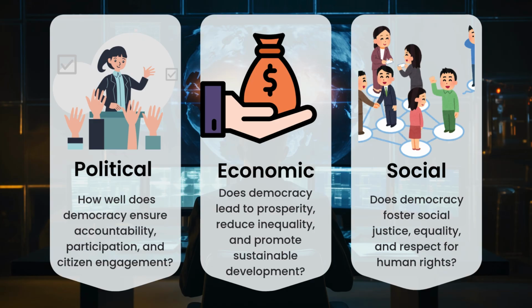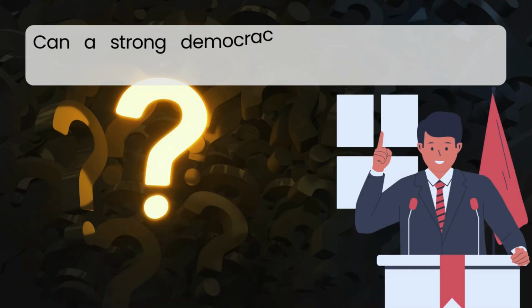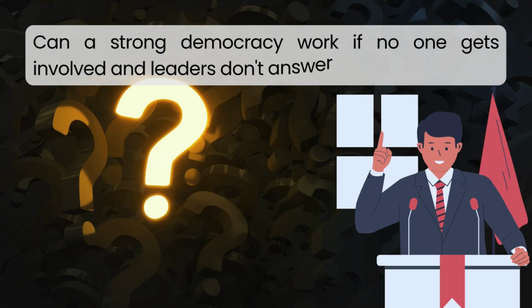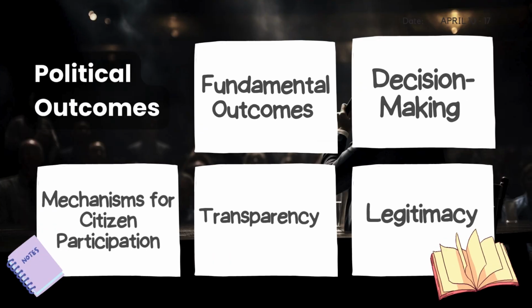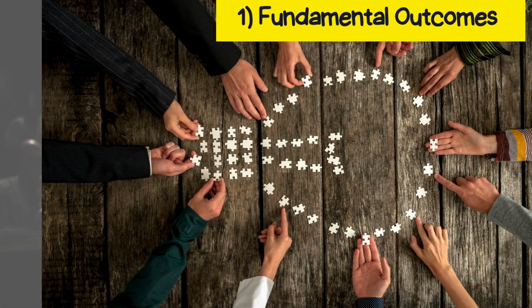In this video, we will only be focusing on the political outcomes of democracy. Now, moving on, can a strong democracy work if no one gets involved and leaders don't answer to the people? How does free talking create a fair and just society? These are some big questions that the political outcomes of democracy try to answer. By exploring these 5 pillars, we embark on a journey to understand the very essence of how democracy shapes the way we are governed and participate in shaping our collective future.